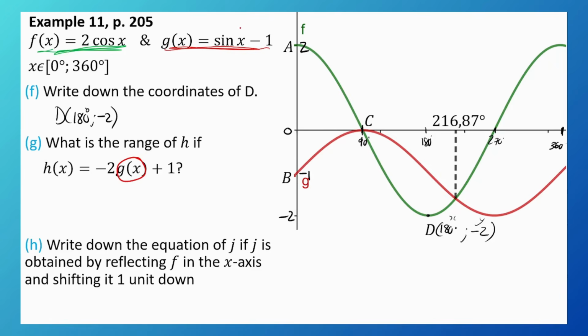So what happened to this graph now is it was reflected. That's why we have the minus, and it's reflected about the x-axis. The 2 means it was stretched by a factor of 2, and the +1 means it moved 1 unit up.